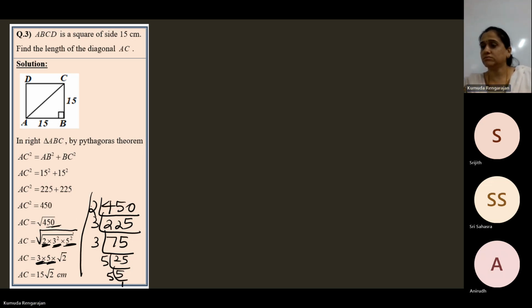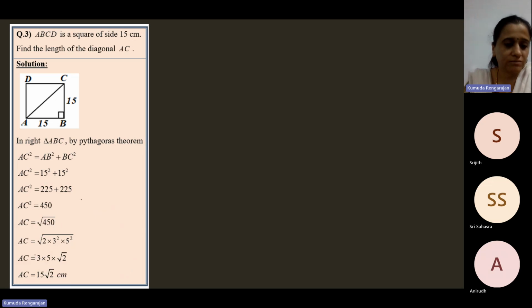It's not needed. You can leave the answer like this, but you can find the value of square root of 2 using the long division method. Take down, children. You must also show the working for the prime factorization of 450.